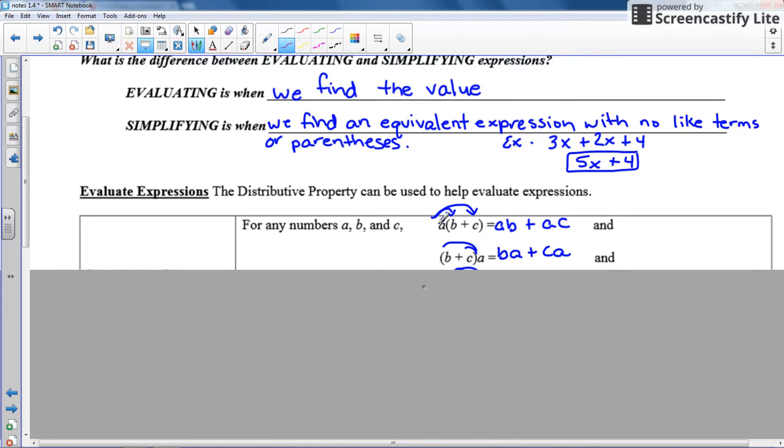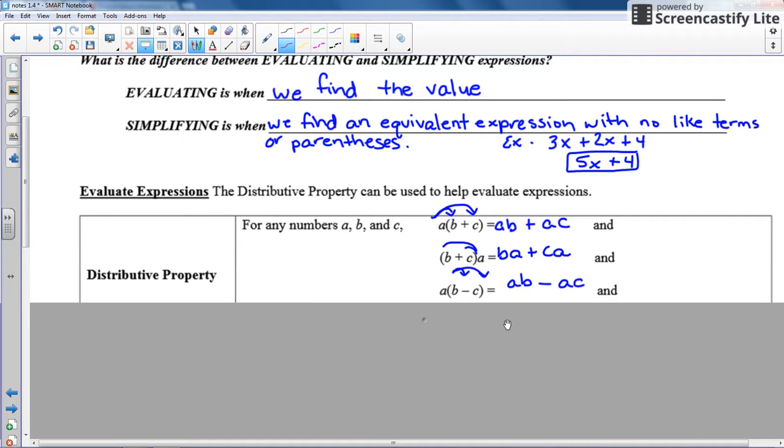Don't get confused if A happens to be on the back side of the parentheses instead of the front side. We still do the same thing. We still are multiplying A and B. We're still multiplying A and C. It really doesn't matter.